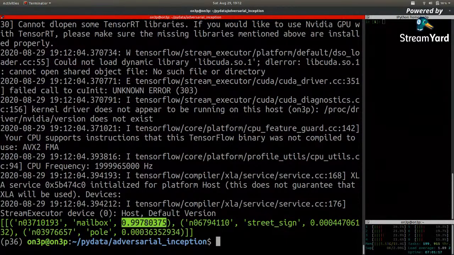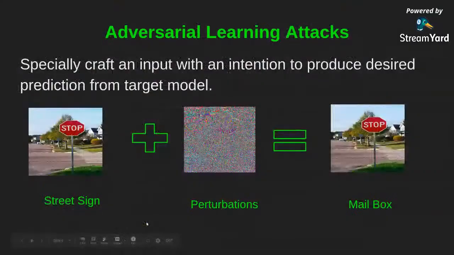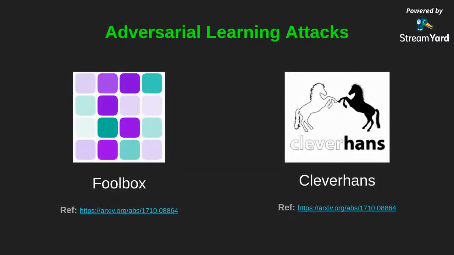There are different ways to perform adversarial learning attacks, and you don't always have to write the entire algorithm to perform these attacks. There are already existing libraries that you can use. So have a look at CleverHans and Foolbox after this workshop maybe. These are open source libraries on GitHub. You can download them and use different algorithms to perform adversarial learning attacks on your target model. If you have a target model at your end, you can just run these functions on it and see if an attacker can fool those models or not.